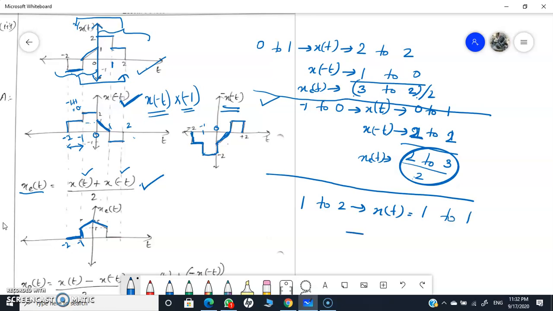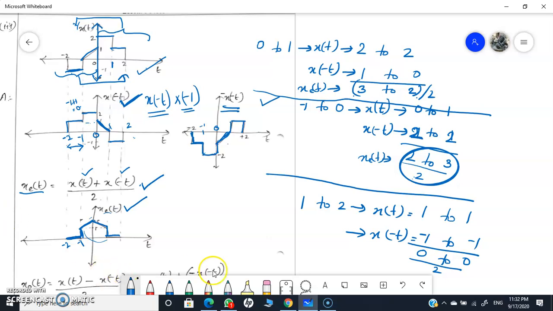Then in the same interval, what happens to x of minus t? It is varying from where to where? It is varying from minus 1 to minus 1. So if I am taking the sum, it is varying from 0 to 0 divided by 2. Therefore I am getting my final amplitude in that interval as 0. So this is the even component of the original signal.